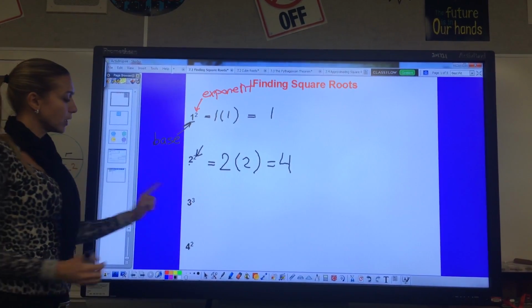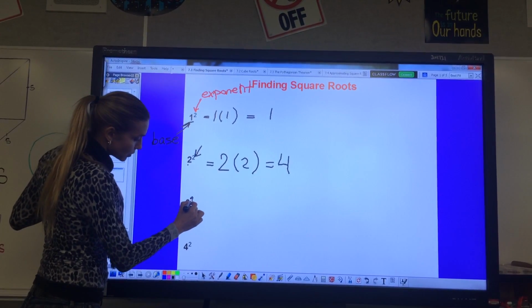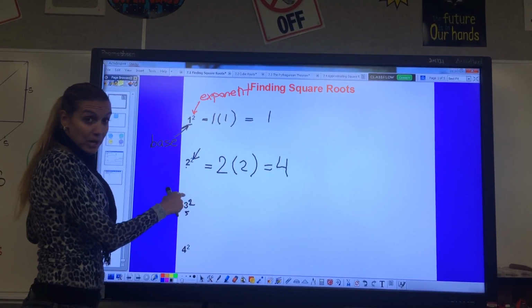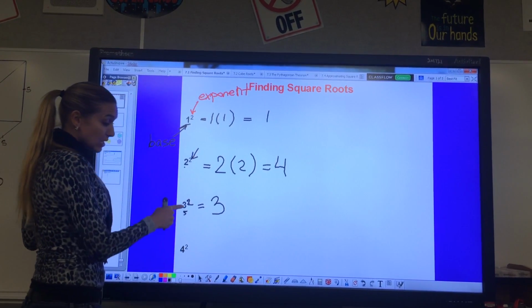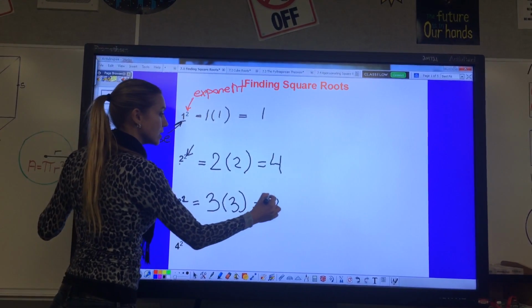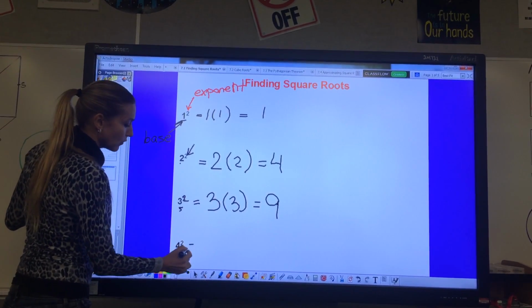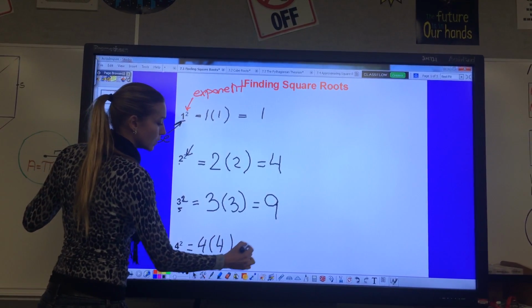Then we have a number 3, right? 3, and this is a typo, it should be 2. 3 to the second power, or 3 squared, is also 3 multiplied by itself 2 times. So it's 3 times 3, which equals 9. And then we have 4 squared, which is 4 times 4, which equals 16.